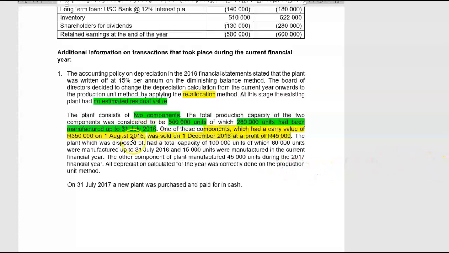The plant which was disposed of had a total capacity of 100,000 units, of which 60,000 units were manufactured up to the beginning of the year and 15,000 units were manufactured in the current financial year. The other component manufactured 45,000 units in the 2017 financial year. All depreciation calculated for the year was correctly done on the production unit method.